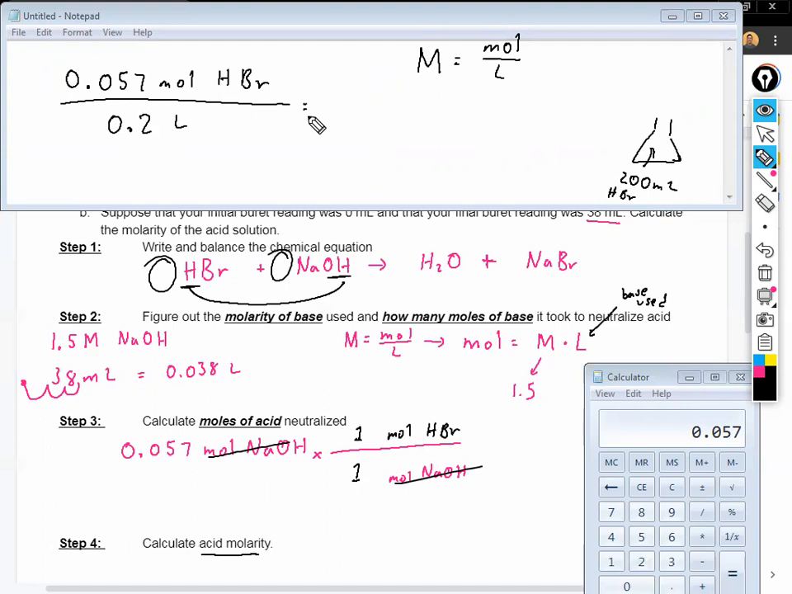And then there you go. You can figure out how concentrated the acid solution is. So that's how you find out the unknown concentration of an acid using titration.